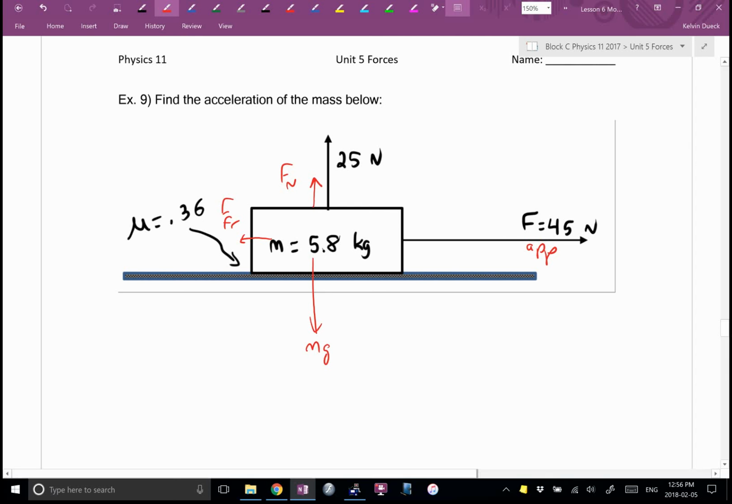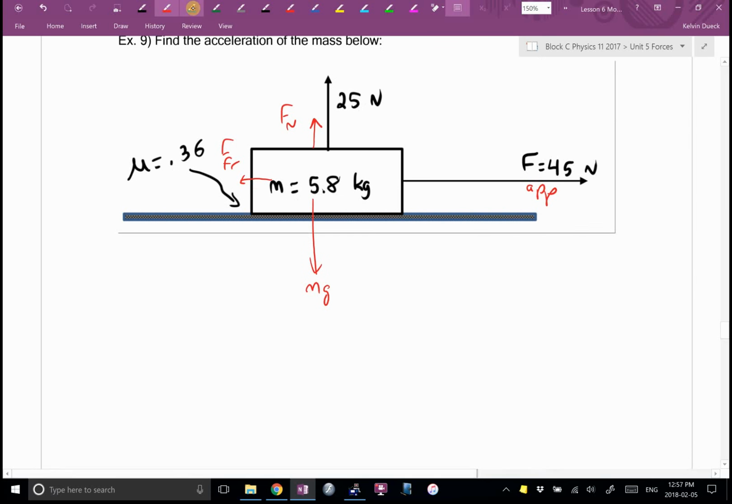Who's winning? Who's losing? What's my equation? Winner minus loser. What does that always equal? MA. What's this question asking me to find? How would I get the A by itself?